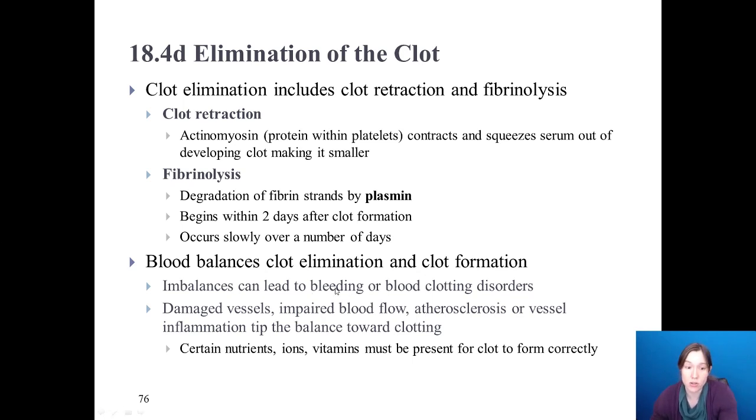Imbalances in this can lead to either too much bleeding or blood clotting disorders. Damaged vessels, impaired blood flow, atherosclerosis or vessel inflammation can tip the balance towards clotting, and this can cause the body to create clots when it doesn't need to. That can be a problem, right? We don't want blood clotting happening within our vessels if it's not needed, because those blood clots can clog things up.